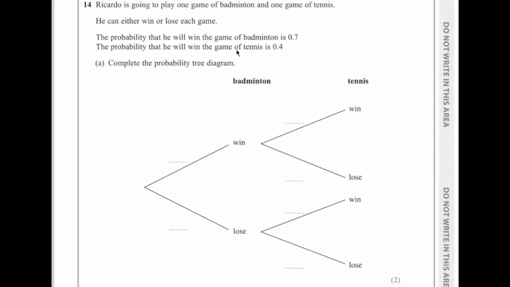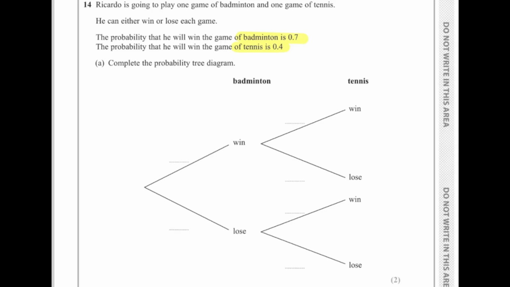Question 14. Ricardo is going to play one game of badminton and one game of tennis. He can either win or lose each game. The probability that he will win the game of badminton is 0.7. The probability that he will win the game of tennis is 0.4. Complete the probability tree diagram.